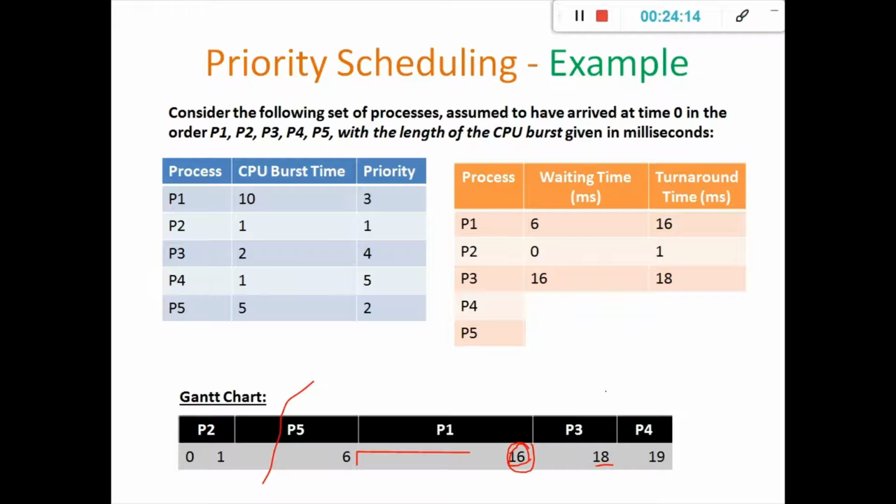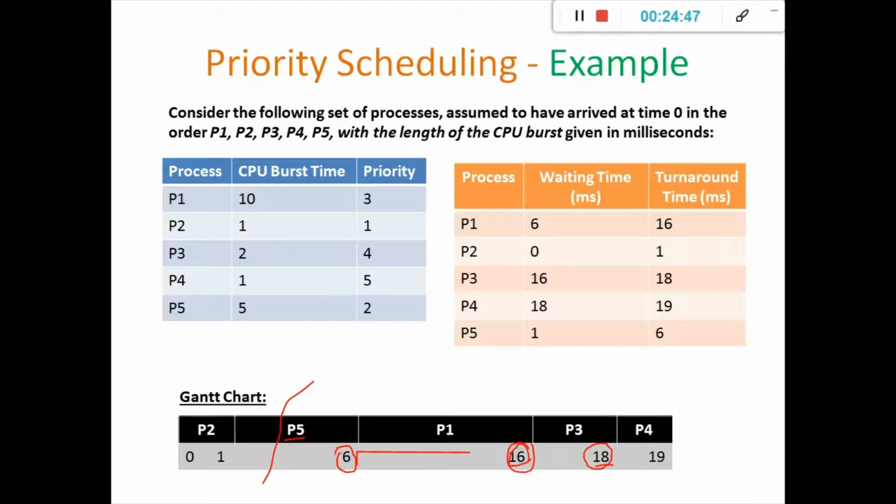The next, P4, has waited until 18 milliseconds to get the CPU and it has completed at 19 milliseconds. So 18 is the waiting time and 19 is the turnaround time of P4. Finally for P5, look into P5 here. It has waited up to 1 millisecond for getting its turn of CPU and completed at 6 milliseconds. So waiting time is 1 and turnaround time is 6 milliseconds for P5.